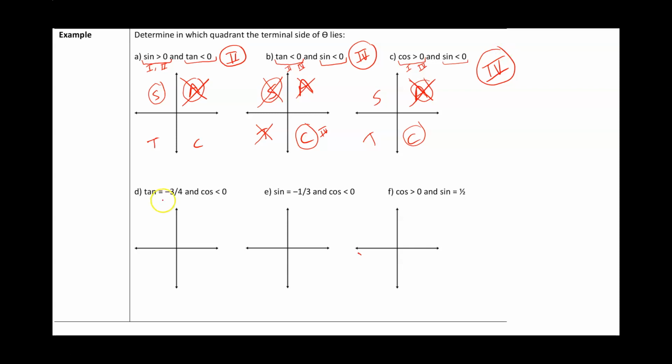Here, tangent is negative 3/4. So negative 3/4 just means that the tangent is negative. So we have All Students Take Calculus. I know that in quadrant 1 and quadrant 3, the tangent is positive. So then you have to think about, where is it negative? It's going to be negative in quadrant 2 and quadrant 4. Out of those, the second restriction says the cosine is less than 0. I know that in quadrant 4, cosine is positive, so it can't be that, which means the correct quadrant is going to be quadrant 2.